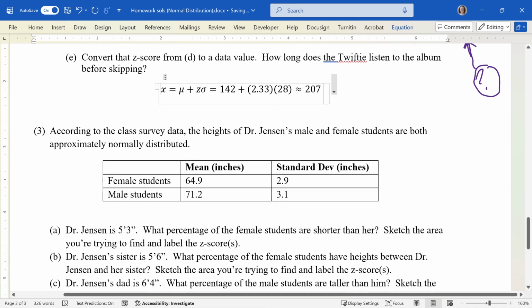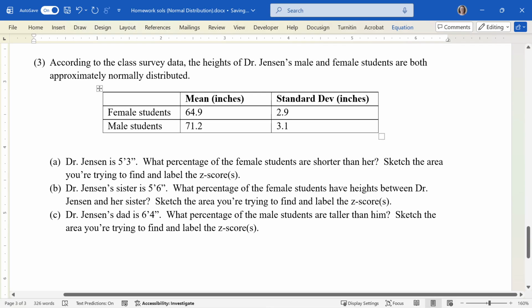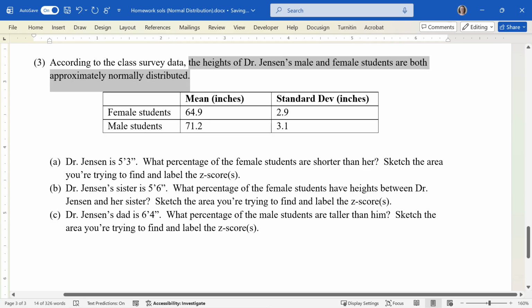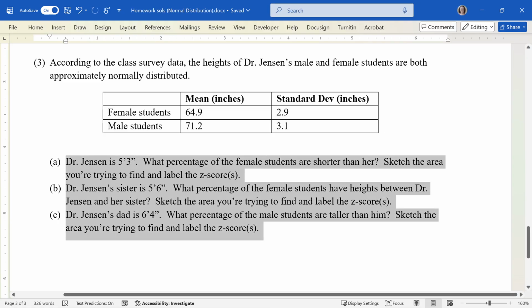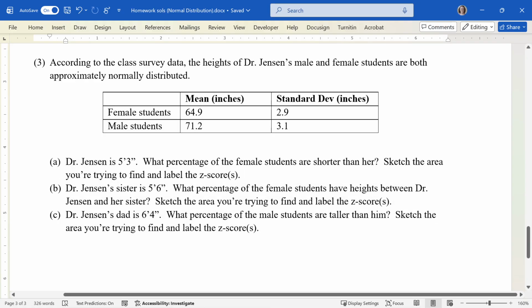And now let's look at some other data. This is taken from my class survey data from all of my stats classes that I've been compiling. The heights of my male and female students are both approximately normally distributed. Not if you put them together, but if you do them separately, they are. The means for the male and the female are here, and their standard deviations are here as well, and these are in inches.